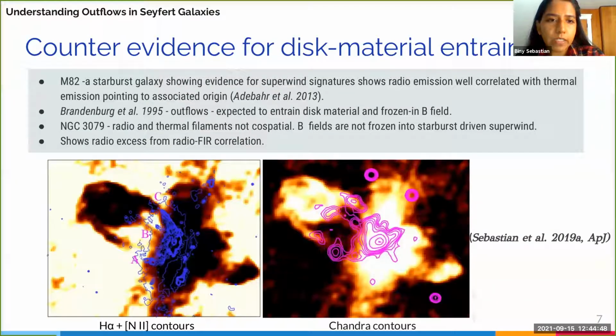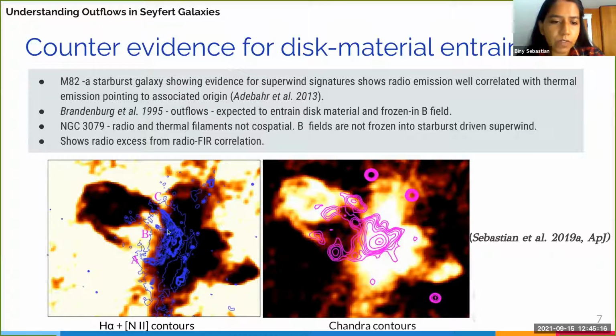Another possible mechanism is that there is entrainment of the relativistic materials and magnetic fields from the star formation disk itself, along with the superwinds. It's well known that this galaxy hosts superwinds. So on this slide, we show the X-ray and emission line contours overlaid on top of the radio continuum emission.